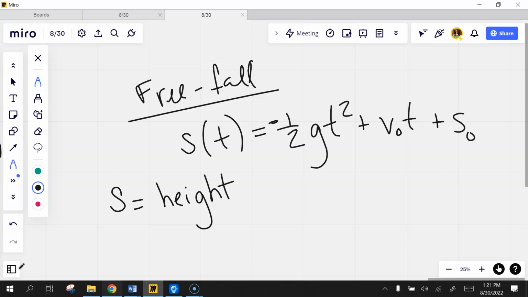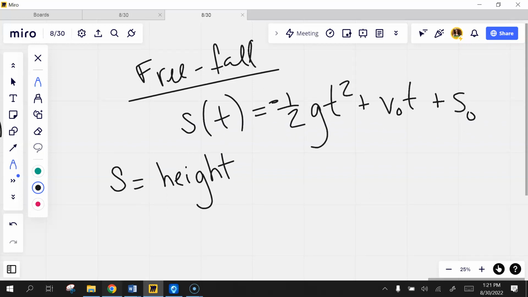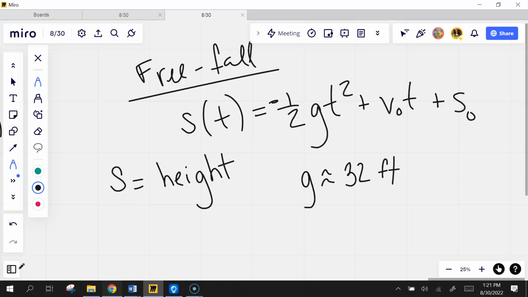S is your height. G is your coefficient due to gravity. Does anybody know what that is? The rate at which, if you just drop it, something falls? Yeah, unfortunately. It's 32 feet per second, or 9.8 meters per second. It's actually meters per second squared.